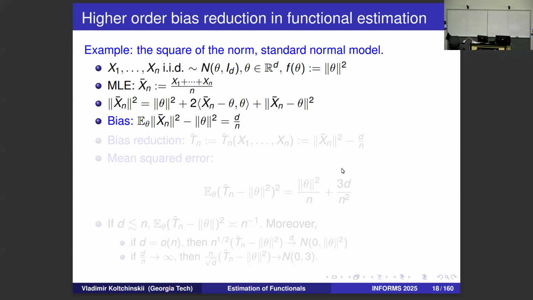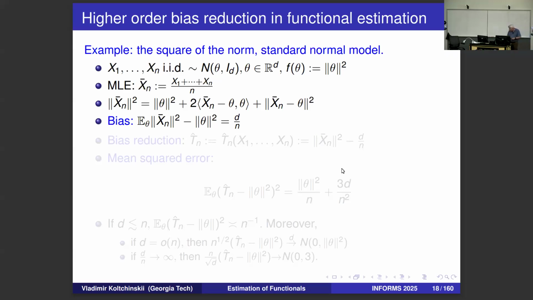Since the mean squared error is at least the square of the bias, we could not get anything better than d squared over n squared. So if d comes close to n, we could not have any hope of obtaining the 1 over n rate for mean squared error. So we need to do bias reduction.